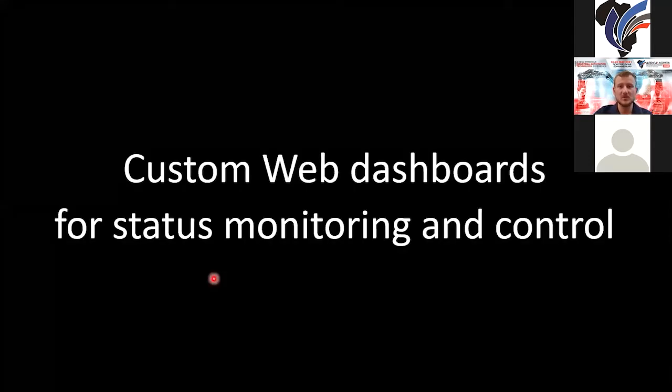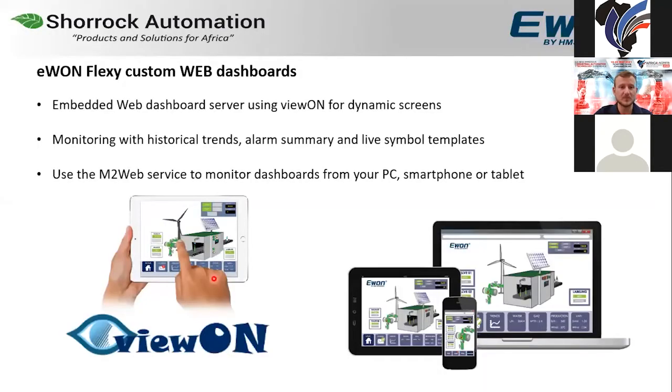Getting on to the custom web dashboards. For this, we use a program free to use and download again from E1's side called View On. So the View On environment permits us to create a HTML5 file that we deploy on the E1, and then we use its embedded web dashboard server to view the dynamic screens that View On creates for us. You can also create your own HTML5 files if you are a web developer. Monitoring with historical trends, alarm summaries, and live symbol templates are all made possible through the View On environment. And then we can make use of the M2Web service, like we mentioned earlier, to monitor these dashboards from our PC, smartphones, or tablets.